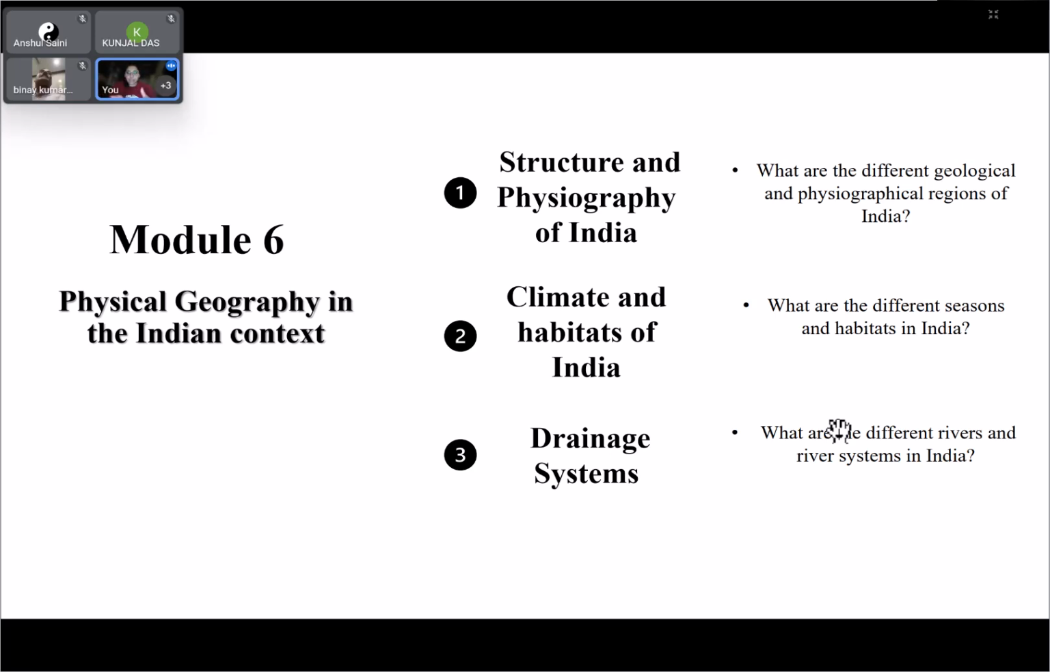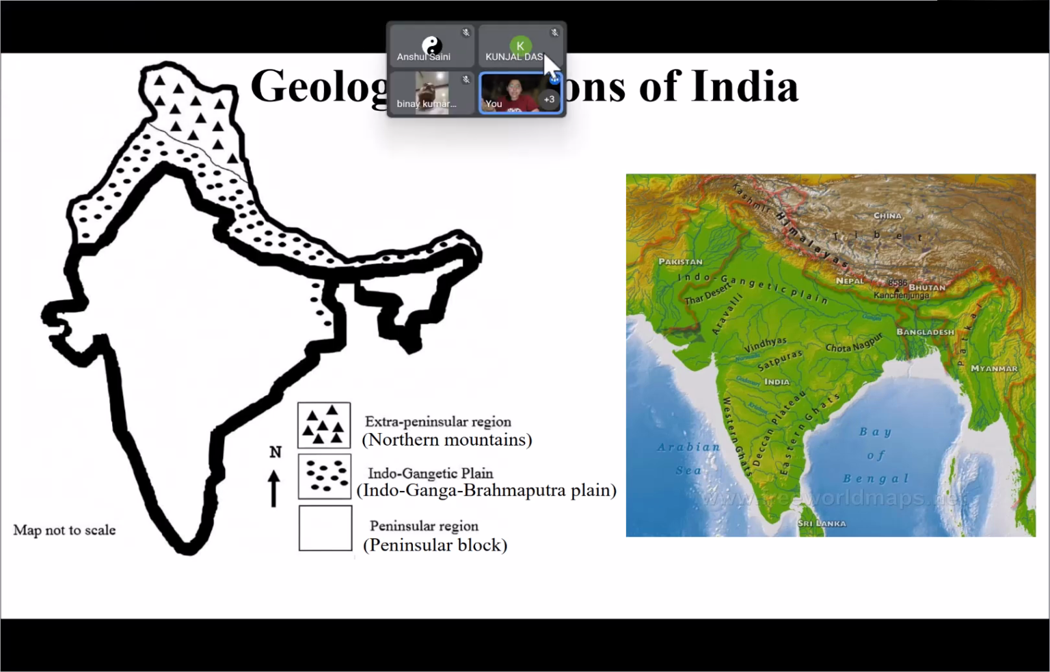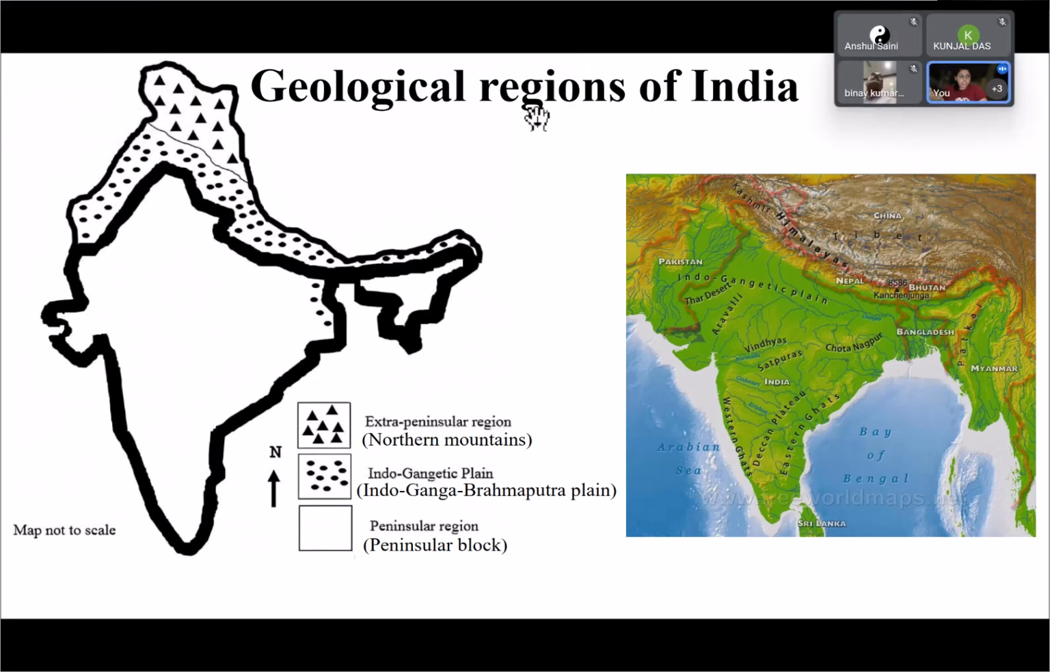And then we spoke about climate. So we want to now look into what is the climate of India and is it changing and what are the different habitats because of that. And then we looked into the water systems and drainage systems of India. So if you look at India and the geological regions of India, you have three regions. So you have the northern mountains, which is the Himalayas, and then you have the foothills of Himalayas, which are the Indo-Gangetic Plain, and then you have peninsular region.